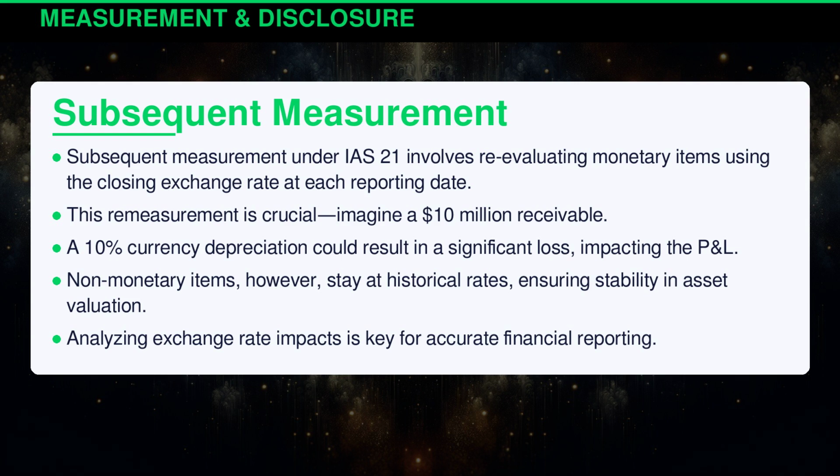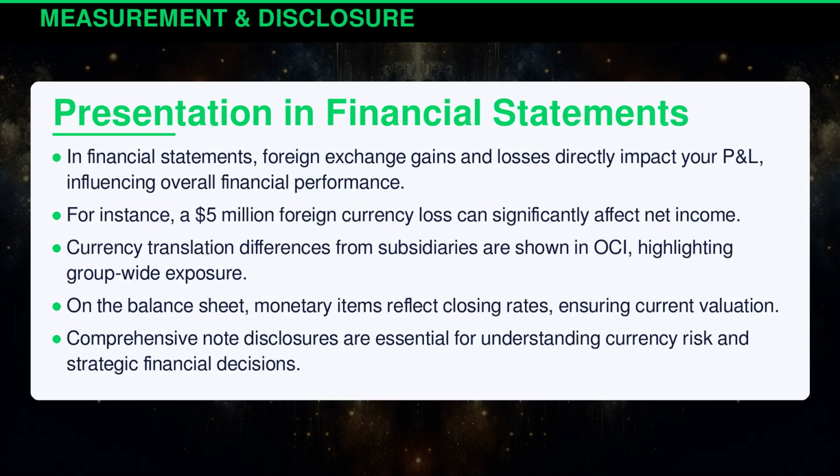Analyzing exchange rate impacts is key for accurate financial reporting. In financial statements, foreign exchange gains and losses directly impact your profit and loss, influencing overall financial performance. For instance, a $5 million foreign currency loss can significantly affect net income. Currency translation differences from subsidiaries are shown in OCI, highlighting group-wide exposure. On the balance sheet, monetary items reflect closing rates, ensuring current valuation. Comprehensive note disclosures are essential for understanding currency risk and strategic financial decisions.